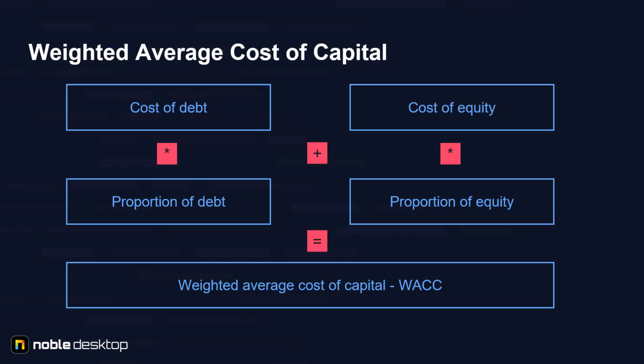Let's say the company is funded by 50% debt and 50% equity. If debt holders require a 10% return on investment and shareholders require a 20% return, then on average projects will have to return 15% to satisfy debt and equity holders. This is weighted average cost of capital, or WACC.